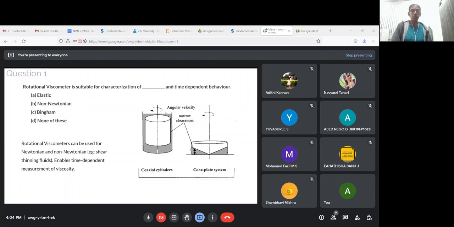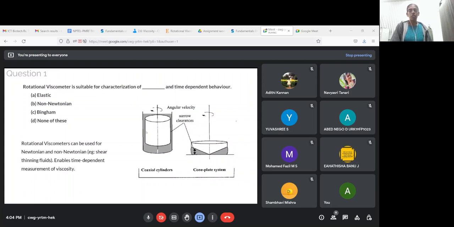So rotational viscometers are mainly of two types, or more than two types actually, and most commonly used are one is a coaxial cylinder, the other one is a cone plate system. So in a coaxial cylinder, you have a concentric cylinder that is placed, and you can either have the outer cylinder moving or the inner cylinder moving. The fluid is filled between these two places, and when you rotate one of the parts with a certain angular velocity, it produces certain shear stress.